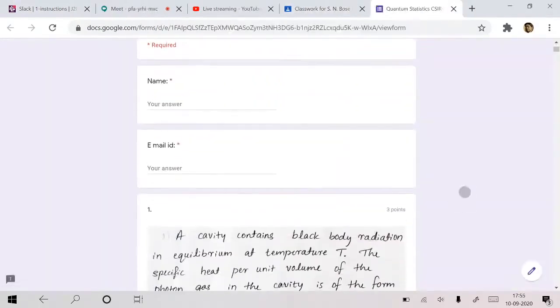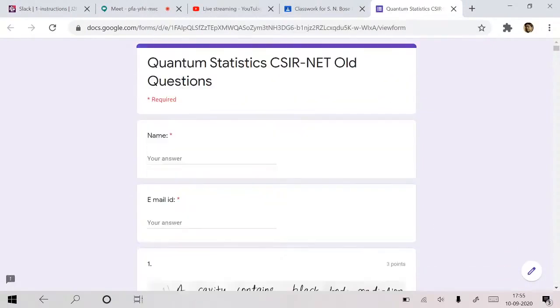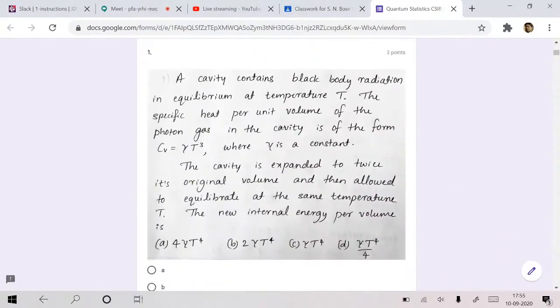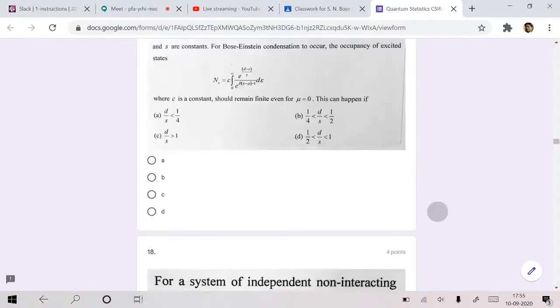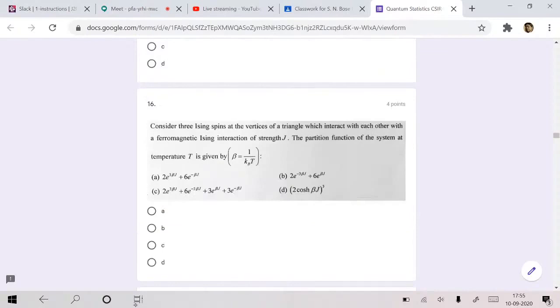Tomorrow let me send one message again at 5 o'clock. You just reply with a clear screenshot, okay, so that I'll keep it ready. Question number 16. Am I right? That's what you are saying.